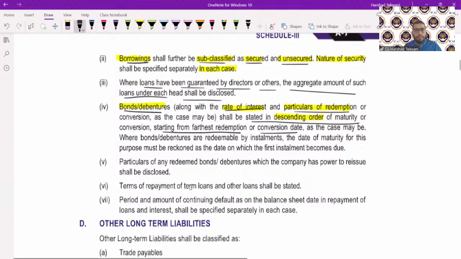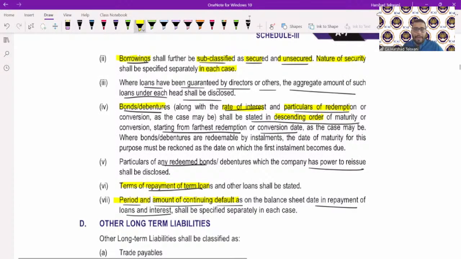Then for any redeemed bond or debenture, the power to reissue shall be disclosed. If the company has the power to reissue that bond or debenture, then that is required to be disclosed. Next, repayment of term loans, and the period and amount of continuing default as on the balance sheet date in repayment of loan and interest. So two things: one, the terms of repayment of term loans, plus the amount and period of continuing default. These are the details you need to provide with respect to long-term borrowings.